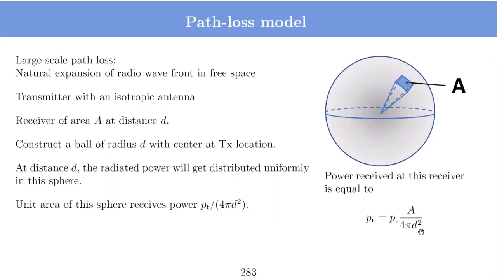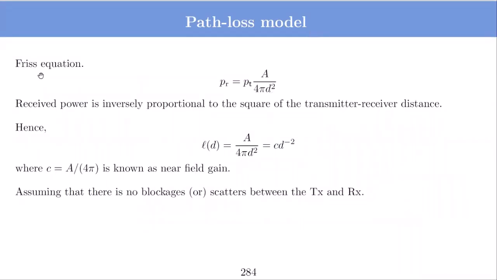And you can guess that as d increases, the power decreases, because this sphere will keep on increasing, and A is going to be the same. Okay, so this gives us Friis's equation, which says the received power is equal to the transmit power into A upon 4 pi d square. Received power is inversely proportional to the square of the transmitter-receiver distance. And more importantly, if you take A over 4 pi as some constant, which depends on area and other factors, this is just some constant C into d to the power minus 2.